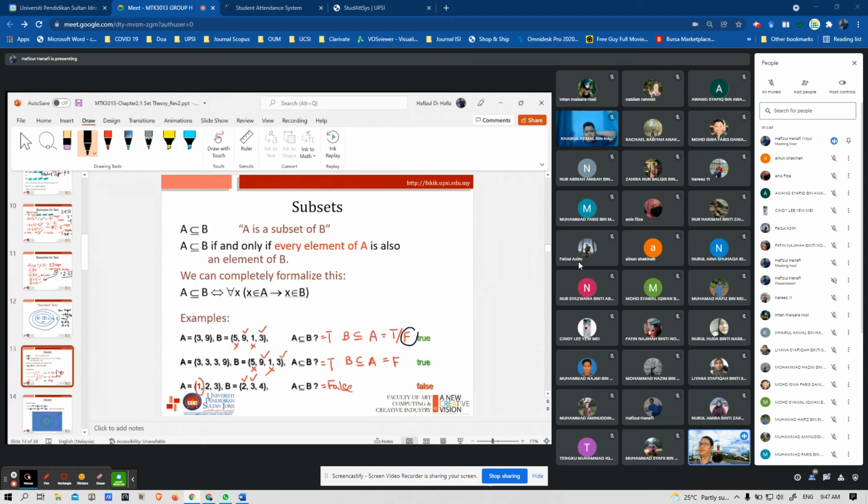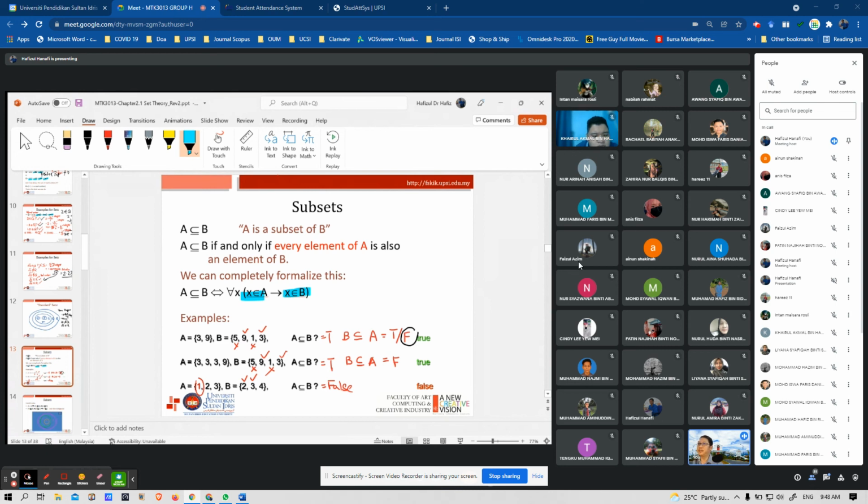Okay, and then we have a subset. We can call A a subset of B if and only if every element of A is also an element of B. We can also formalize it by saying A subset of B is equal to: for all x, if x is a member of set A, then x is also a member of set B.